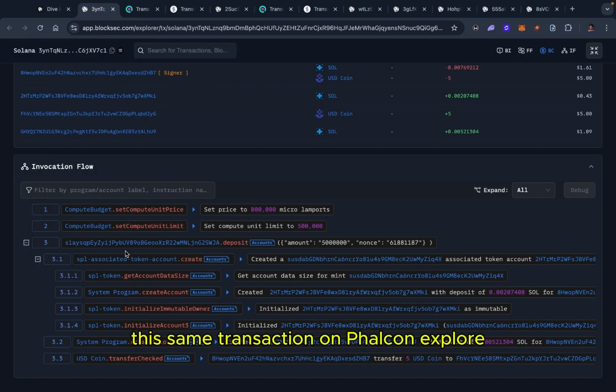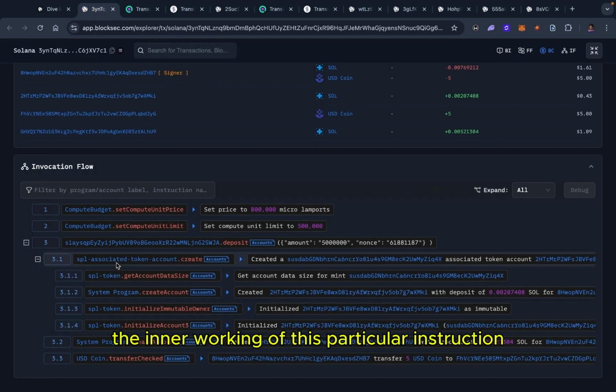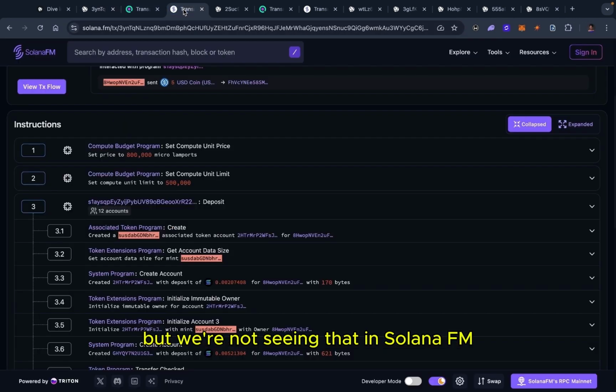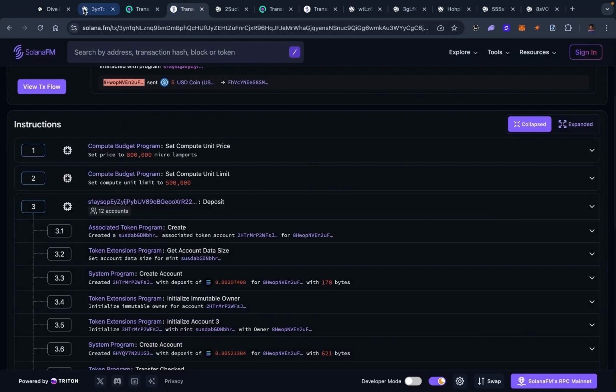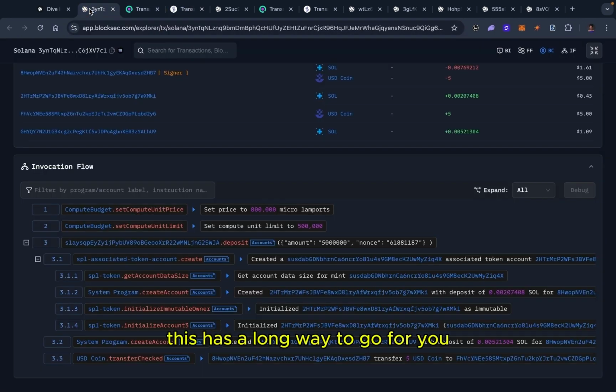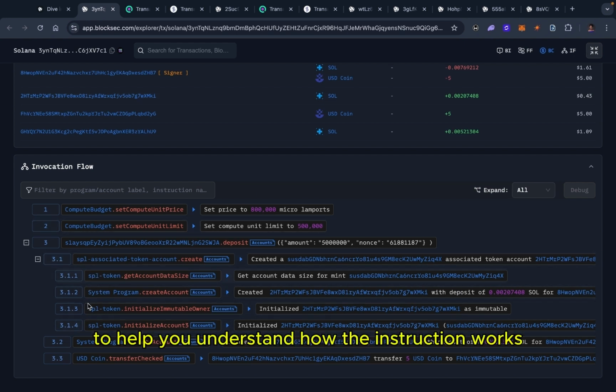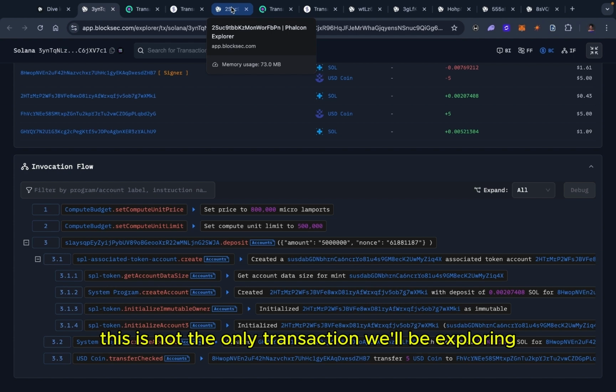See, this same transaction on Phalcon Explorer, we know that this is the inner working of this particular instruction, but we are not seeing that in SolanaFM. I'm sure for developers, this will go a long way to help you understand how the instruction works. This is not the only transaction we'll be exploring.